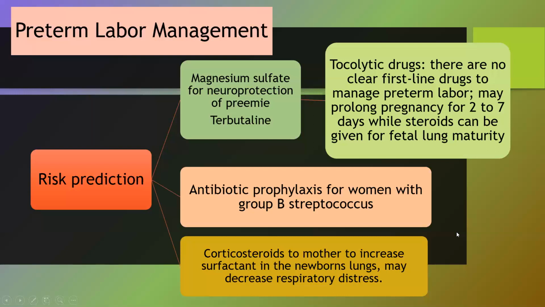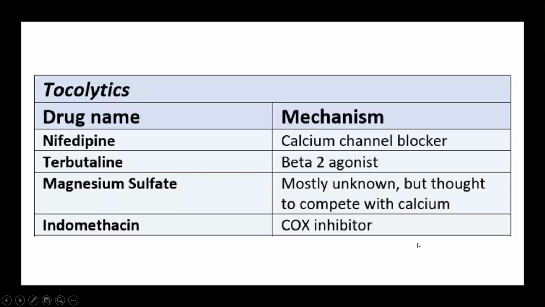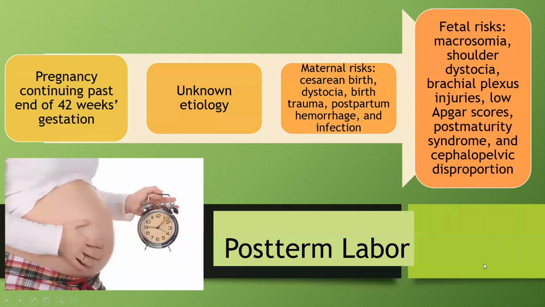Antibiotic prophylaxis, especially if she's group B strep positive, and there may be some other more long-term antibiotics if we think that was the reason for the preterm labor to begin with. There are some other infections that can increase that. So our tocolytics, there are several listed here, and this is the mechanism of their action. So I'm going to leave this slide for you there. You can pause that video if you'd like and make some notes in your medication reference if you choose to do so. And now we're going to move on to post-term labor.